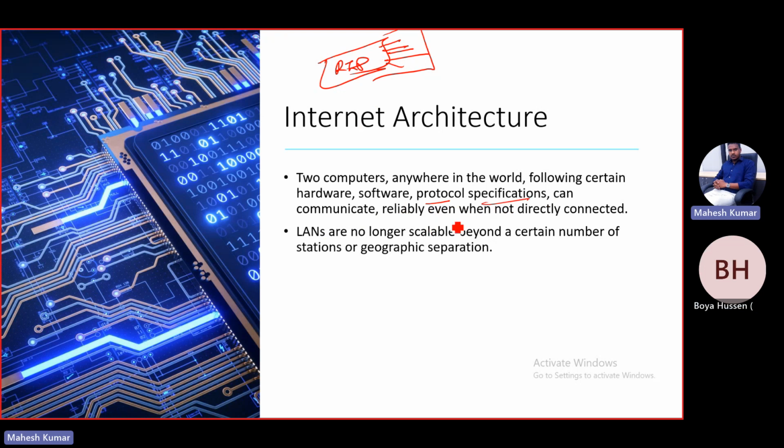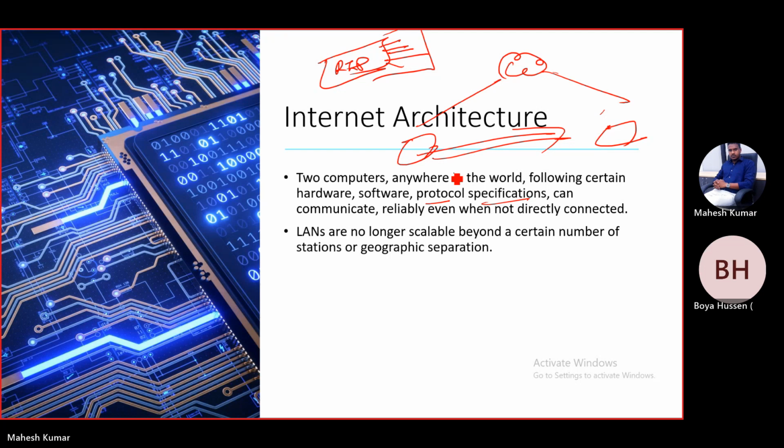Specification can communicate reliably even when not directly connected. Even if two networks are in different geographical locations, whether in India or UK or somewhere else, they will follow the same protocol to communicate with each other. The internet architecture is such that every device in the world running with an IP and a MAC address will follow the same protocol. That is the TCP/IP protocol.